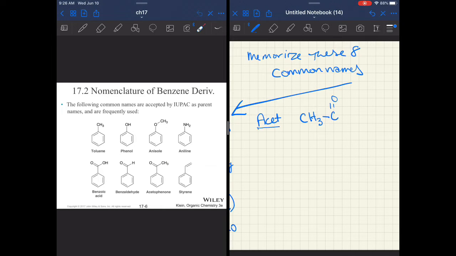You are going to see this prefix in a lot of common names. And then styrene. Styrene has a 2-carbon unsaturated double bond attached. So please commit these to memory. They will show up in nomenclature problems.